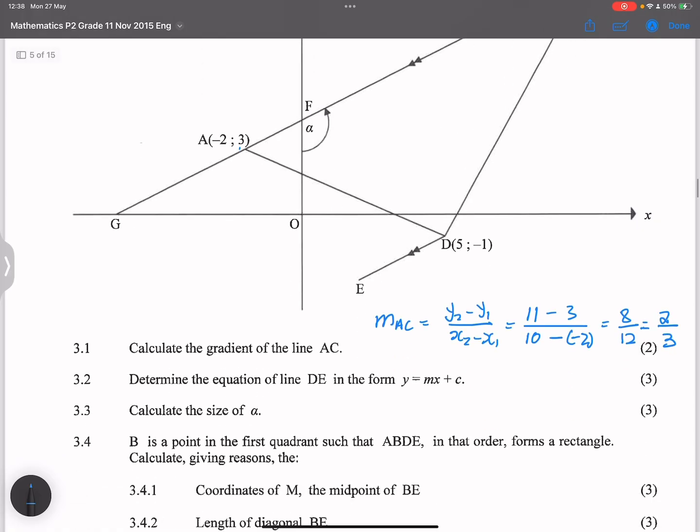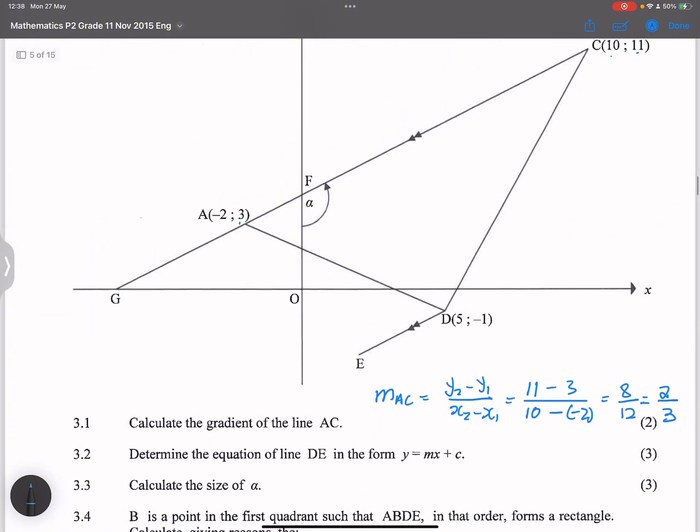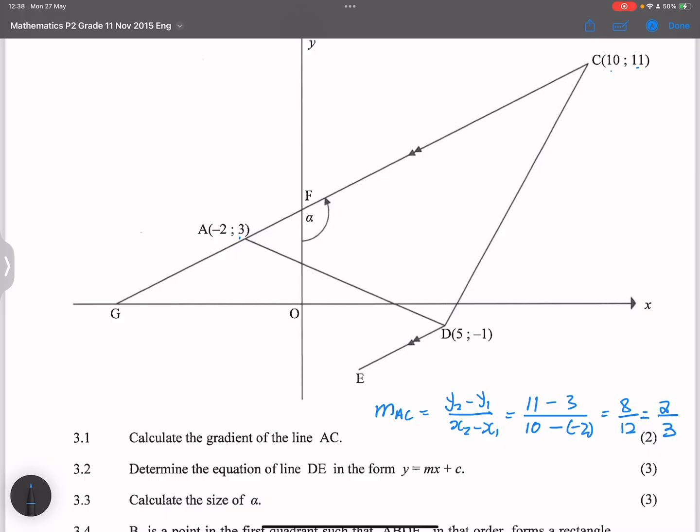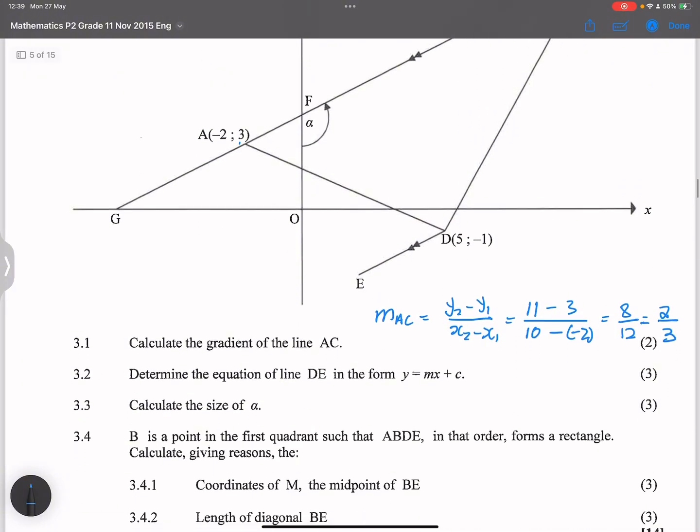Now they say determine the equation of the line DE. Now note in this case that the gradient of DE would be equal to the gradient of the line AC. And why is that? Because in this case they are parallel. So remember that every time we've got parallel lines, their gradients should be equal. So in this case we've got 2/3. So the equation should simply be y is equal to 2/3x plus c.